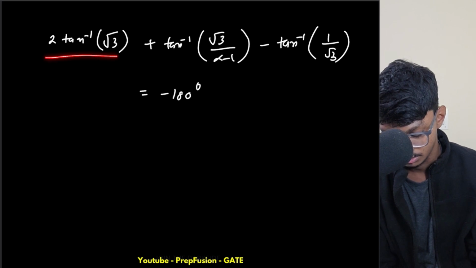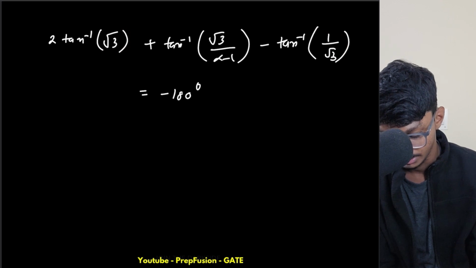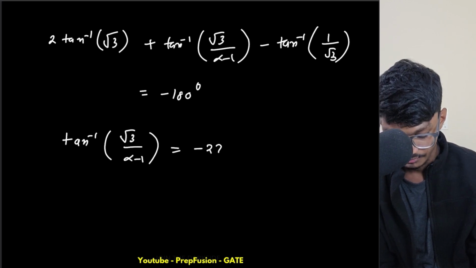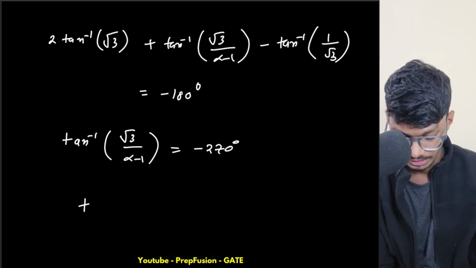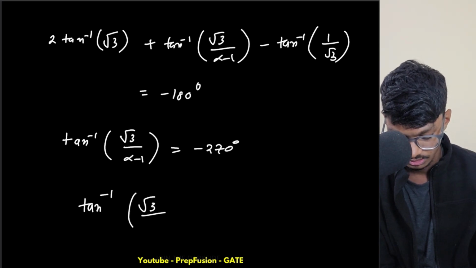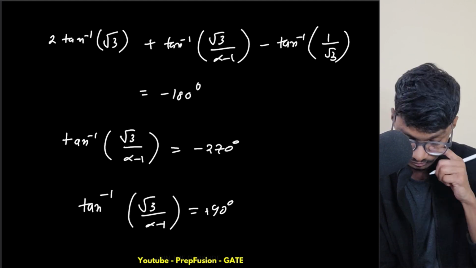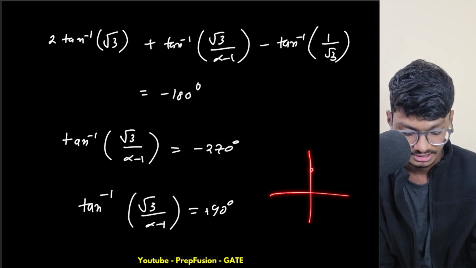Yeah, this is 120, and this plus 90 goes to that side, so this becomes tan inverse root 3 by alpha minus 1 is minus 270. Or if you want to add another plus 360, you can add that also, like adding and subtracting 360 doesn't matter in angles. So tan inverse root 3 by alpha minus 1 equals 90 degrees. So it is plus 90 as we assumed, right? It is almost in the first quadrant. So where is it? It is lying around here.